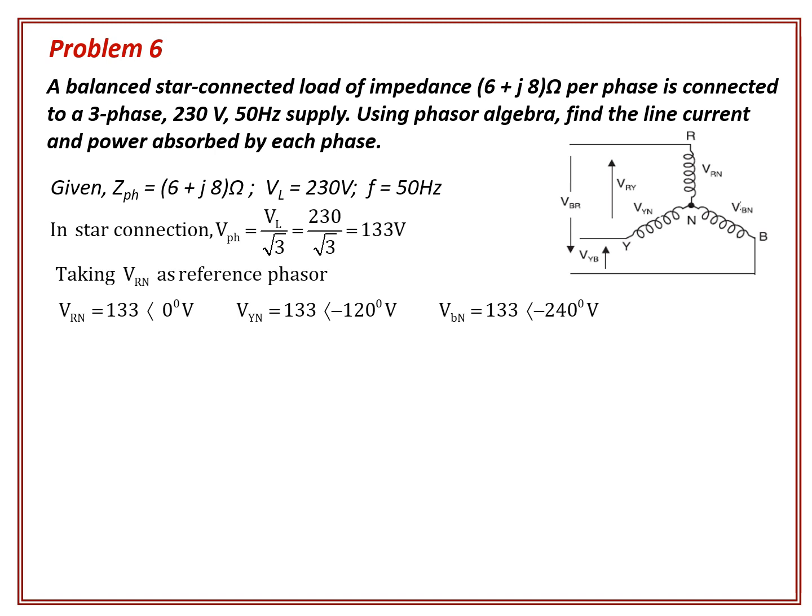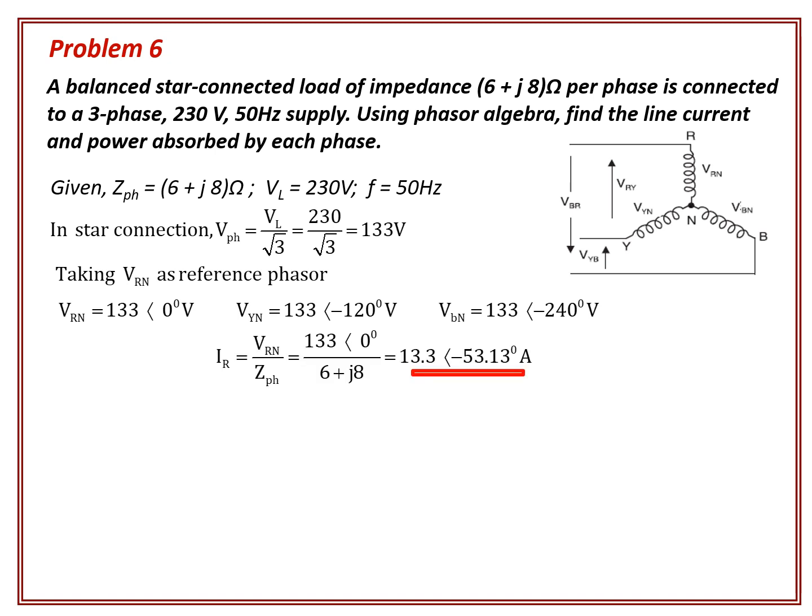VYN is displaced from VRN by an angle 120 degree. So VYN can be written as 133 angle minus 120 degree. VBN is displaced from VYN by 120 degree and from VRN by 240 degree. So VBN can be written as 133 angle minus 240 degree.